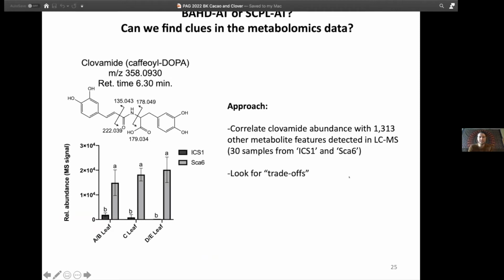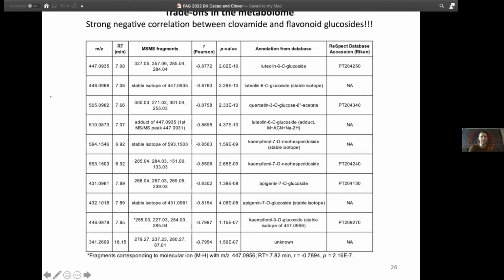So in order to get some clues, I used the metabolomics data to look for trade-offs in the metabolome. Remember, we got relative abundance for over 1,000 metabolites. So I took the abundance of clovamide and correlated it with every metabolite in the data set, so 1,313. And then I sorted by the most negative Pearson correlation coefficient and generated this table. So these are the compounds with the strongest negative correlation with clovamide. You can see the Pearson correlation coefficient and the p-value here.